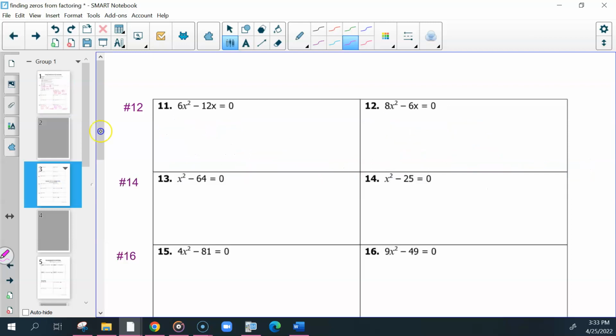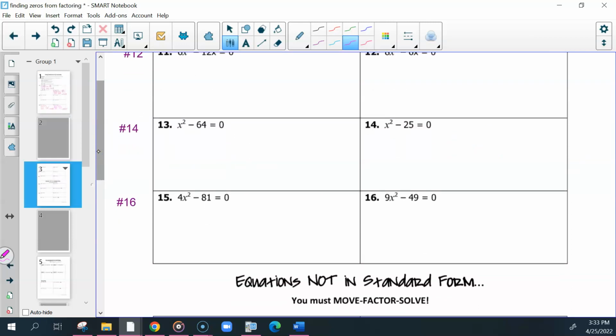Moving on. Now we're going to do some others. Now we have two terms that are perfect squares in number 13. So that means my two factors would be x minus 8 and x plus 8.